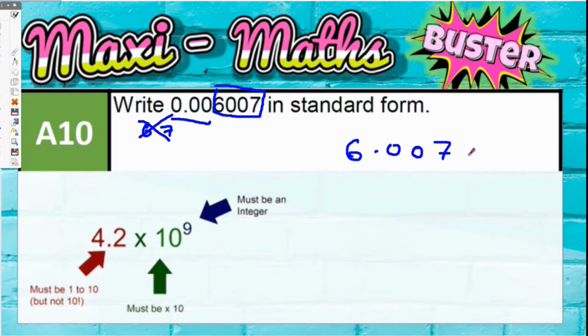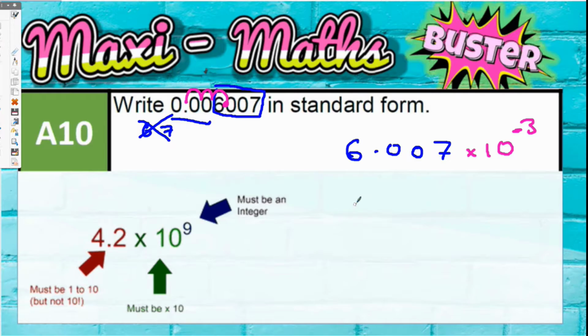Standard form has to have a times 10, and then we need to figure out what power of 10 that has to be. Well, to figure out the power of 10, you need to figure out how many places the decimal point has moved. So if I've now got the decimal point after the 6, it has moved 1, 2, 3 places. So power of 10 is going to be 3, but there's one problem. Because this is a tiny number and it's 0 point something, tiny numbers have negative powers of 10. So it's 6.007 times 10 to the power of negative 3.